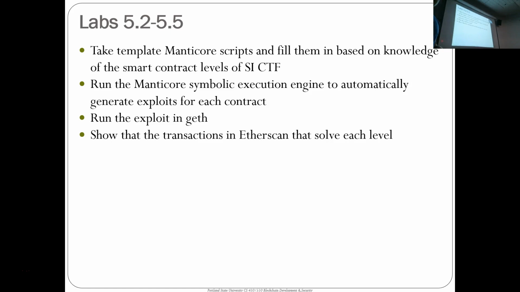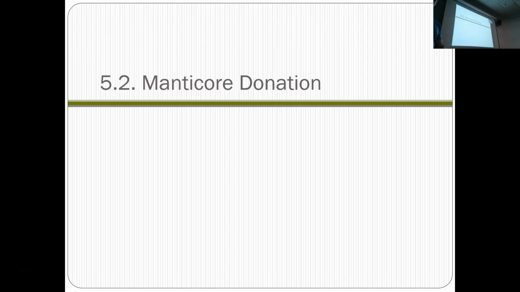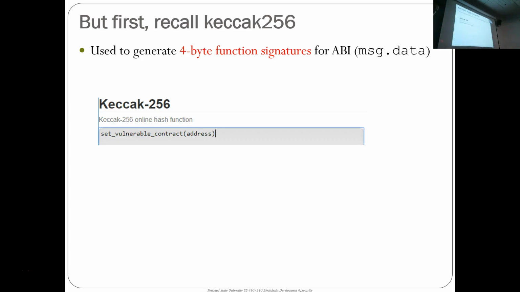So there are 4 levels, 5.2 to 5.5. I'm going to first walk through the donation level, and then I'm going to interactively solve it and show you how to solve it. And hopefully if you want to play along, if you have a computer, you can actually do this. The first thing I want to talk about is the 4-byte function signature for the ABI. When a wallet wants to send a transaction to a smart contract, it does so by attaching something called message.data, and this has both the function it wants to call and all of the parameters to call it with. And this is part of the ABI.